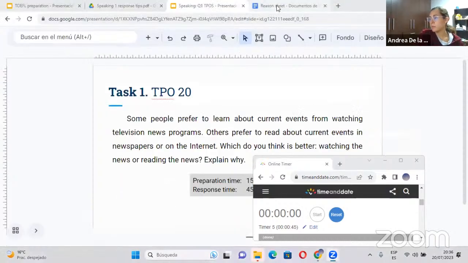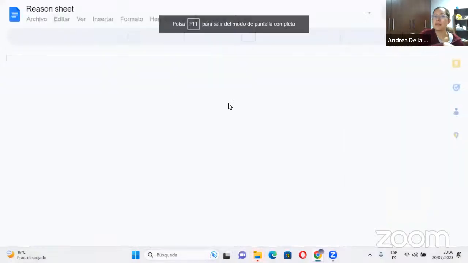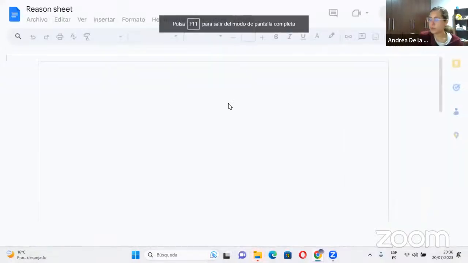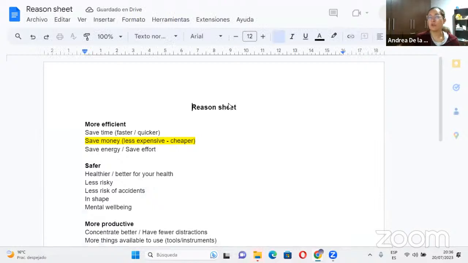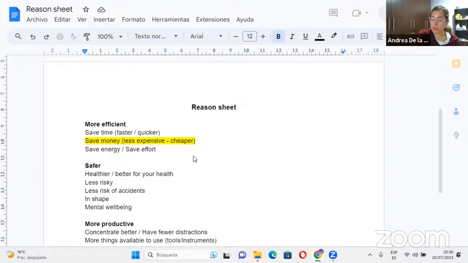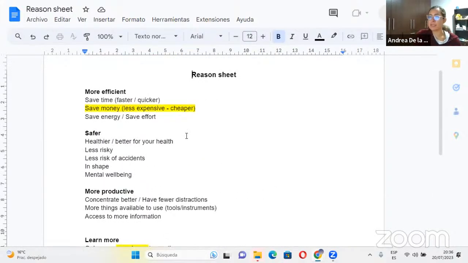What I wanted to say, and a tip that I wanted to give you all, try to have a reason sheet. What do I mean by a reason sheet? Basically, a reason sheet is like a piece of paper, a document, anything in any form, where you're going to start writing the reasons that you can think of, the reasons that you could use in other questions as well, not just in one. So for example, these are some that I've written that I consider very general that you could use in many different questions.